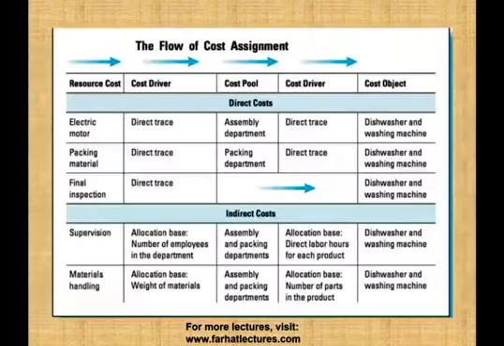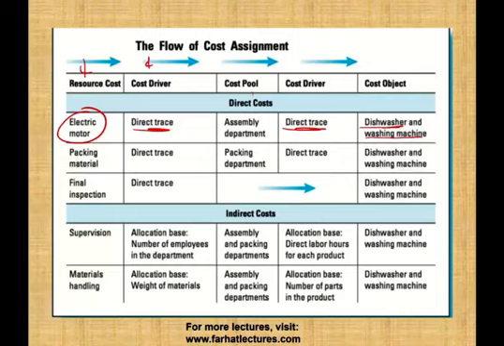Now, the other thing is we said we have direct and indirect. So let's take a look at this. The electric motor is considered a direct cost. So this is the resource, this is the cost driver. The cost driver here is direct. We can easily trace, if we put an electric motor in a dishwasher, we can easily trace that cost to that dishwasher. So the cost pool that we put the electric motor in is the assembly department. The driver is direct, and this is for the dishwasher, and obviously the washing machine also will have an electric motor.